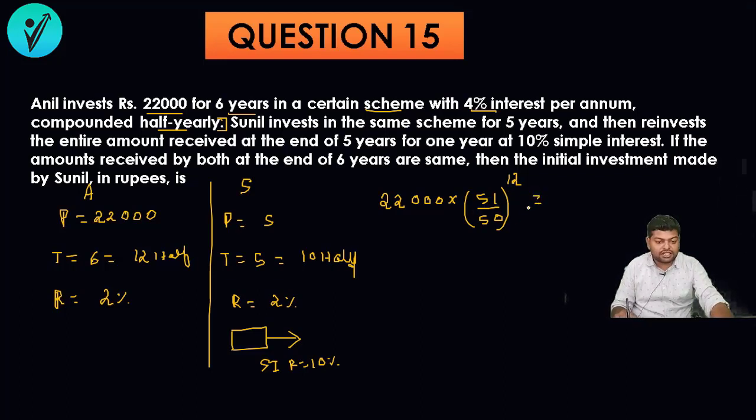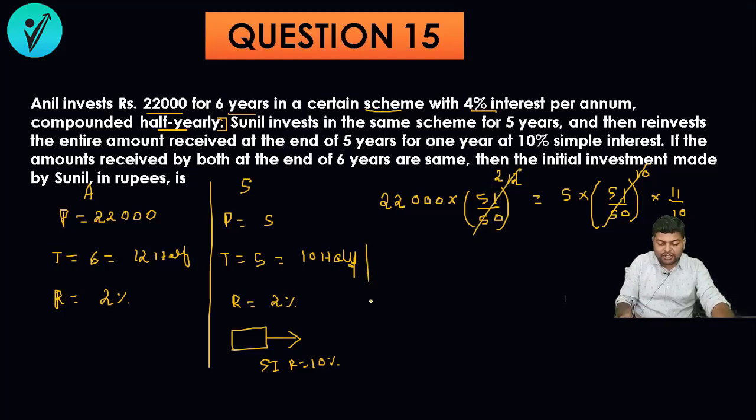And what is the amount that Sunil will be getting? First of all, Sunil has invested his money for 5 years. So in 5 years the amount that Sunil will be getting will be what? It will be 51 by 50 to the power 10. Now this is the corpus that Sunil will have at the end of the 5th year. Now he is investing all the money in SI, so he'll be getting 11 by 10 of it. Why? Because rate of interest is 10%. So simplify it. When you simplify, this 10 and that one will cancel. So here there will be a power of 2.